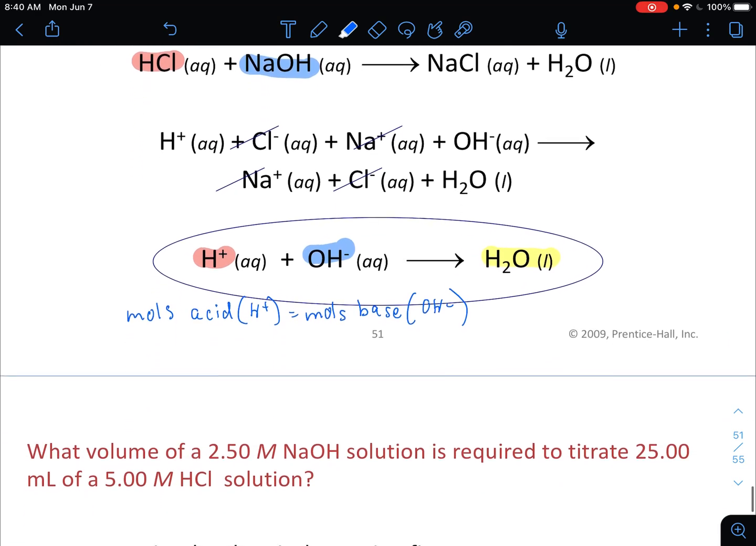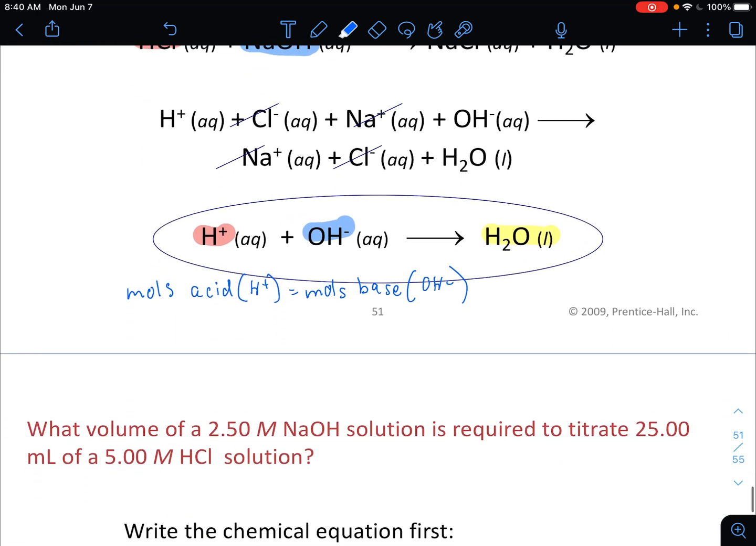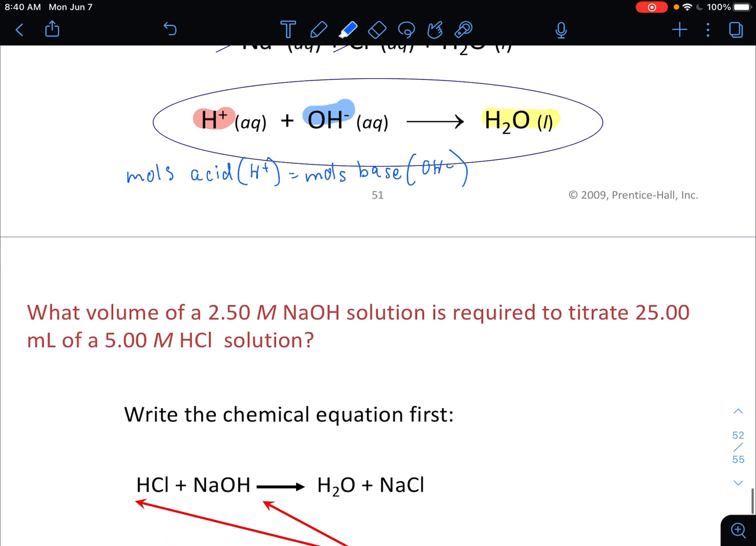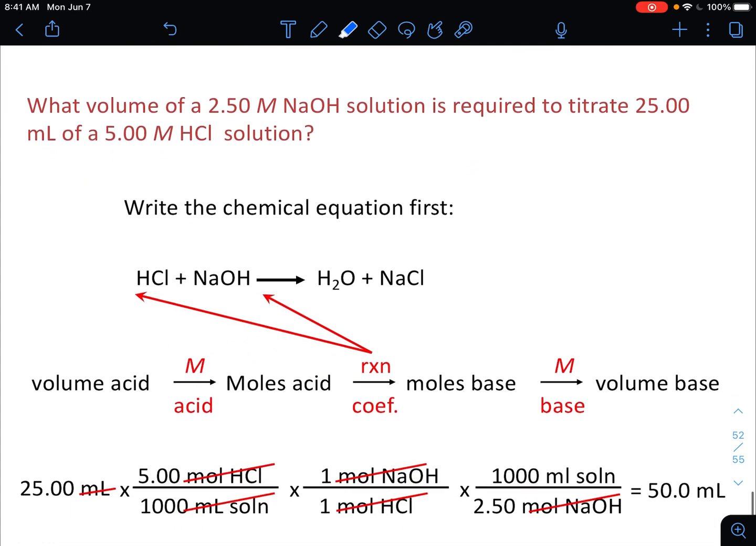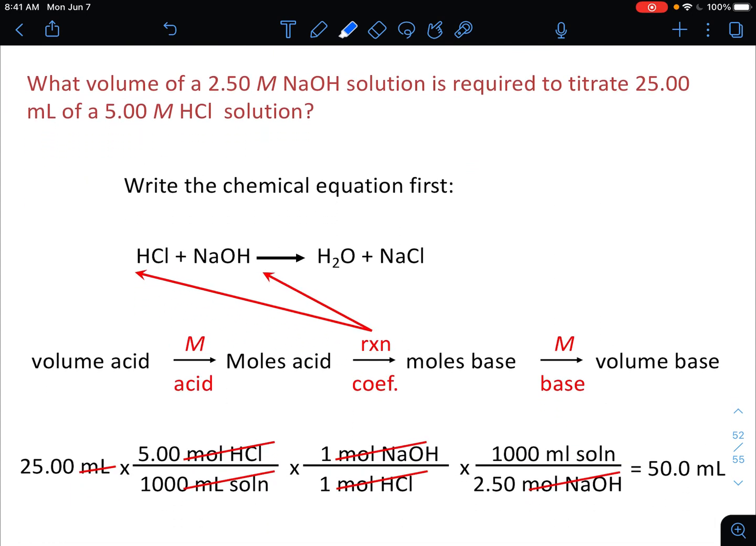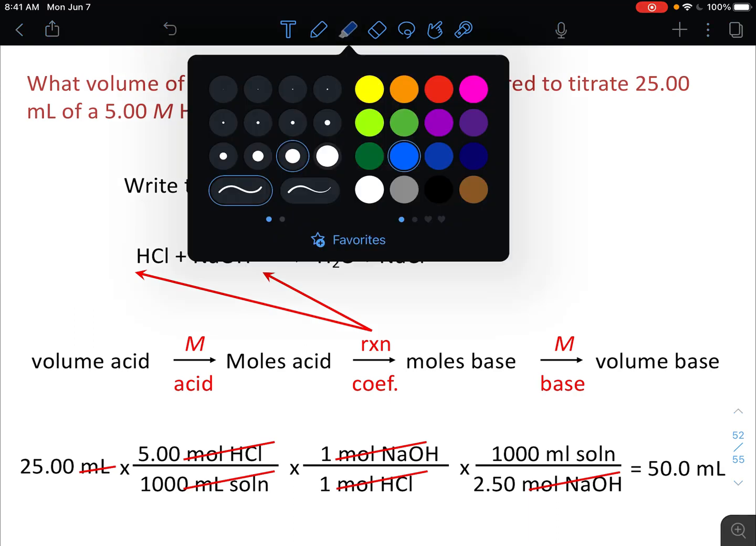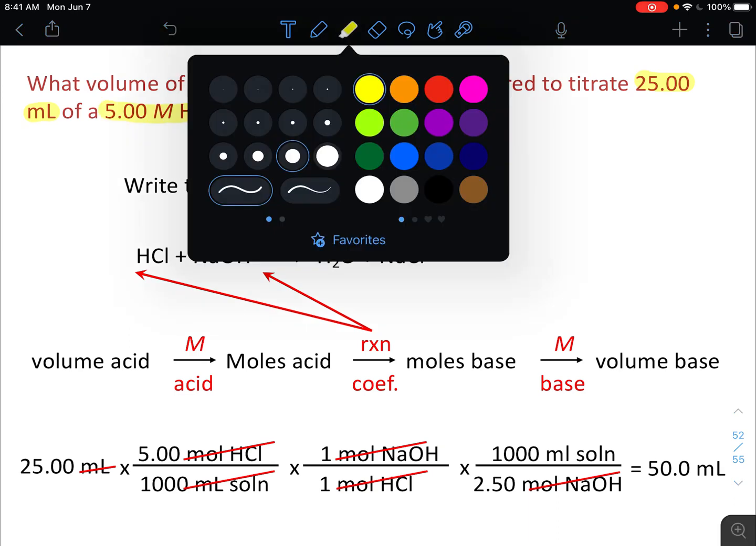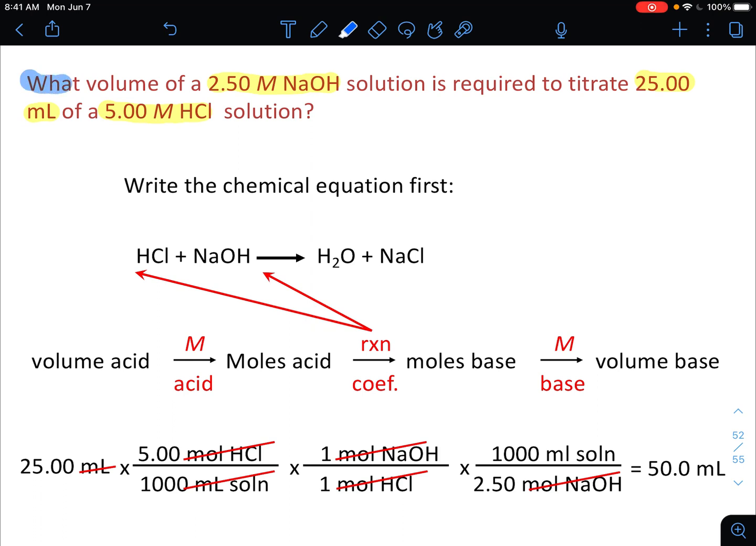Okay, so then when we start to consider how this might turn into a math problem, how does that look? Here's the information we have in the problem. A 2.5 molar sodium hydroxide solution, 25 milliliters of 5 molar hydrochloric acid solution, and the question says, what volume of sodium hydroxide?